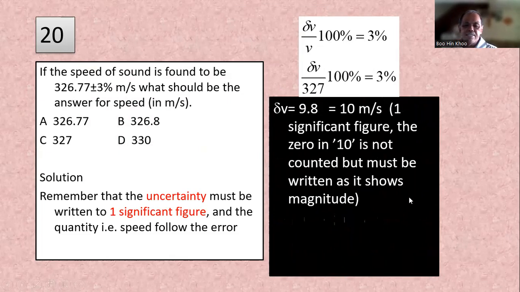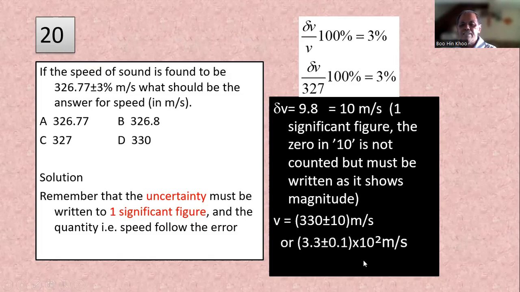So how do we write the answer? The answer is 330, up to the tens place, 330 plus minus 10. Or to make it clearer, write in scientific notation: 3.3 plus minus 0.1, bracket, times 10 to the power 2 meter per second. Then we can see this is one significant figure, and this is one significant figure. Both are one decimal place. The answer is option B.